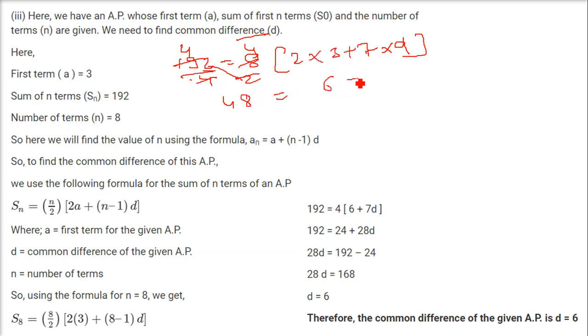And this is 3 2s are 6 plus 7d. Now bring the 7d here. 48 minus 6 is 42. And this is 7d. So 7 6s are 42. So you get d equal to 6. This is what we have to find out.